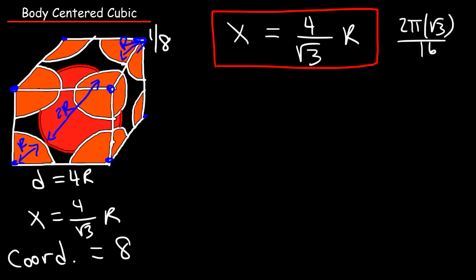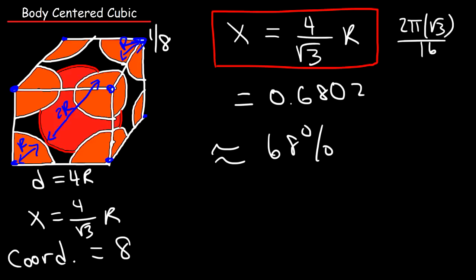Now let's multiply 2 pi times root 3, and that's 10.8828, and then divide that by 16. So this will give you 0.6802, which is basically 68%. So 68% of the volume of the cube is occupied by atoms. And as you mentioned before, the other 32% is the empty black space that we see here.